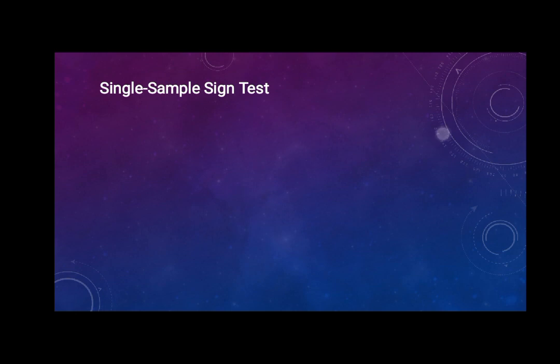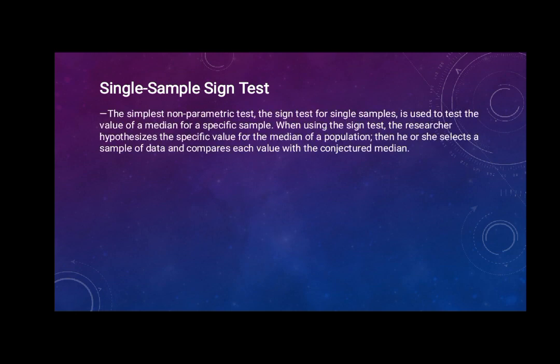Single sample sign test. The simplest non-parametric test, the sign test for single samples, is used to test the value of a median for a specific sample. When using the sign test, the researcher hypothesizes the specific value for the median of a population. Then he or she selects a sample of data and compares each value with the conjectured median.